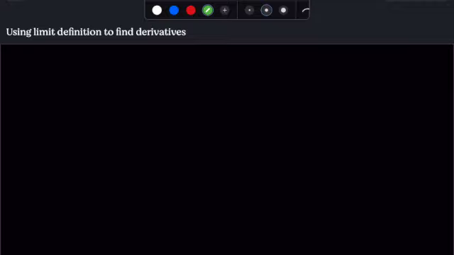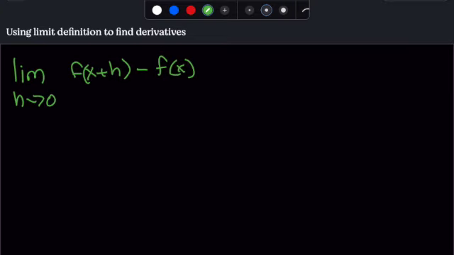Today we're going to be talking about using a limit definition to find derivatives. So a little reminder of what the limit definition is. It's f of x plus h minus f of x all over h. So let's start off with something a little easy. Let's start off with something like f of x equals, I don't know, x squared plus 2x.